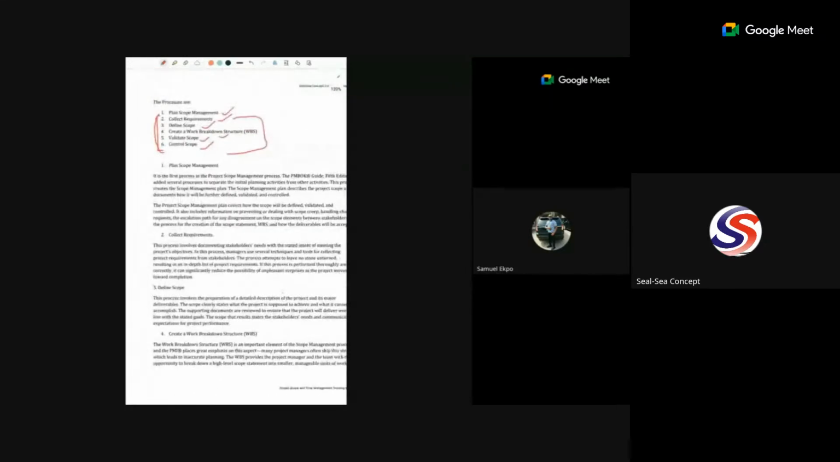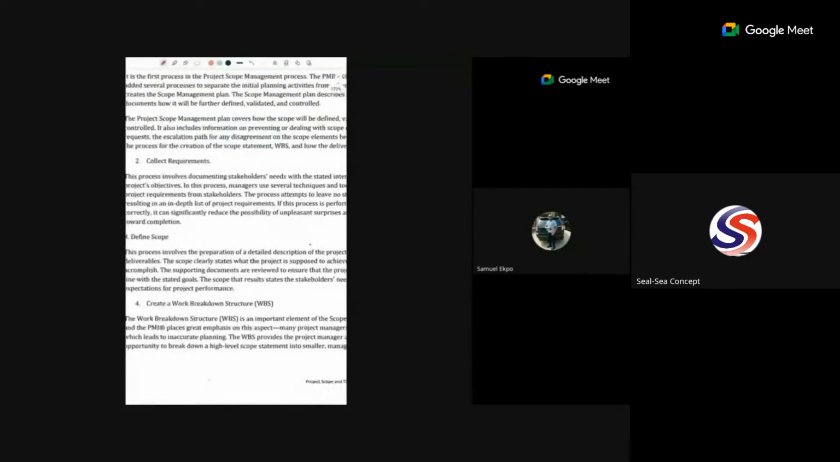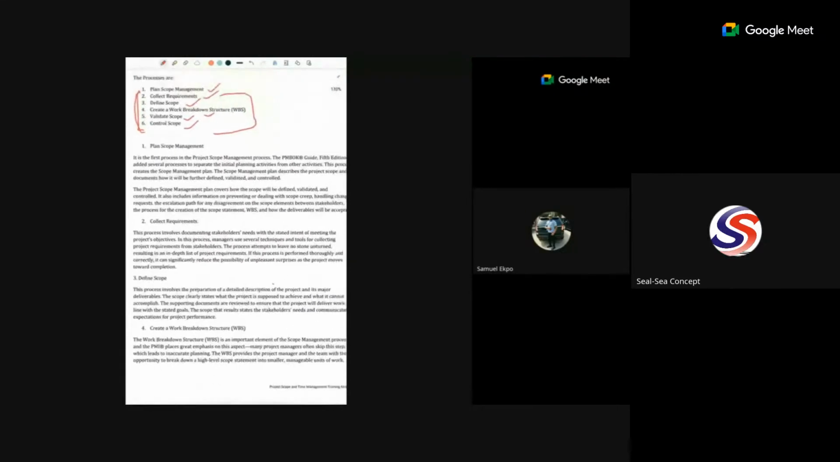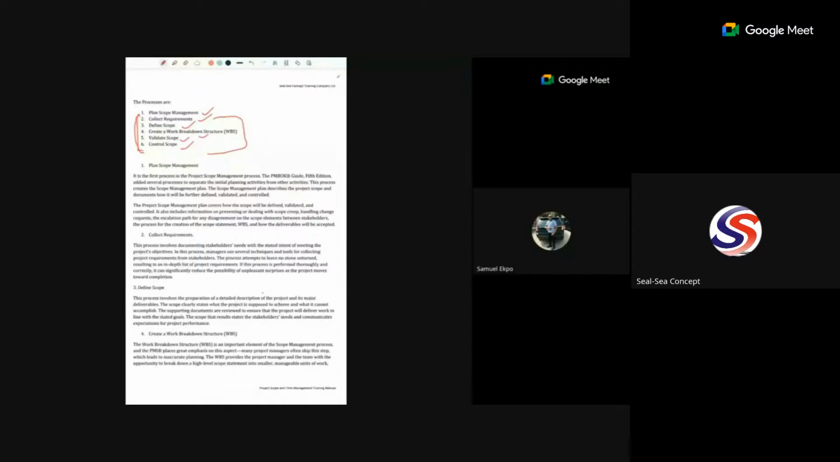Now we move to the fourth process in the project scope management, and that is to create a work breakdown structure. This is very important. In fact, this is the backbone of managing our project scope. What is work breakdown structure? Work breakdown structure is a situation where you get to break down your project to the smallest unit of task that you will carry out.